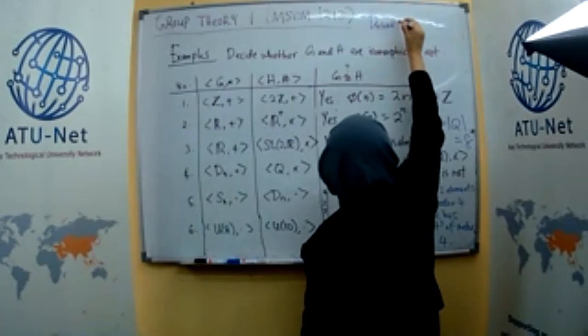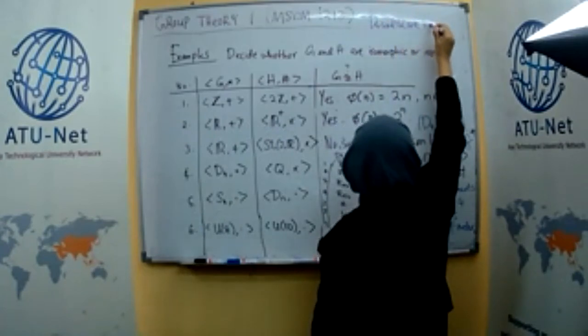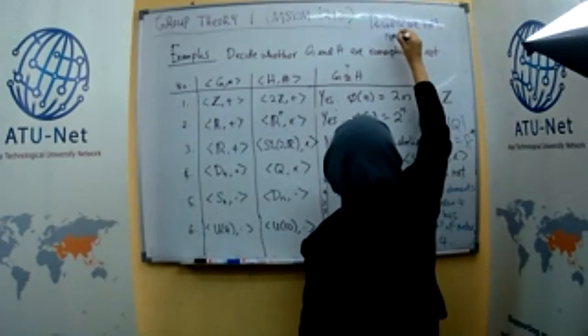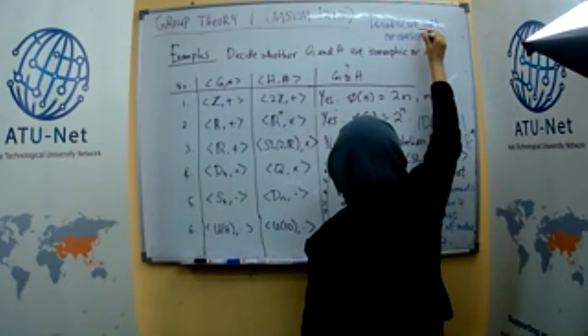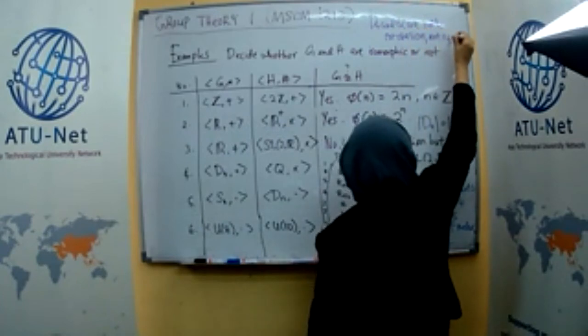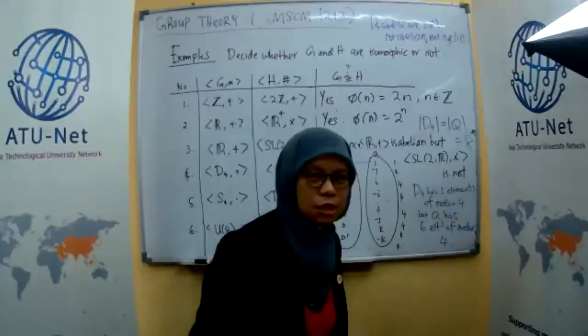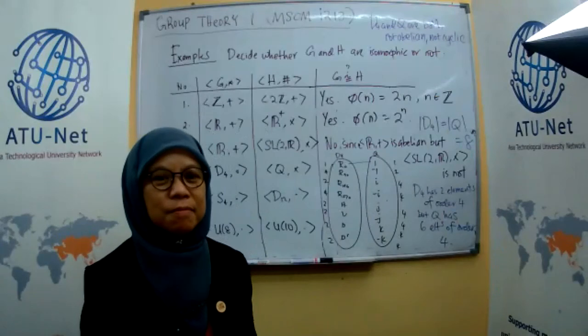D4 and Q are both not abelian, not cyclic. Not isomorphic. This is just checking, yeah?